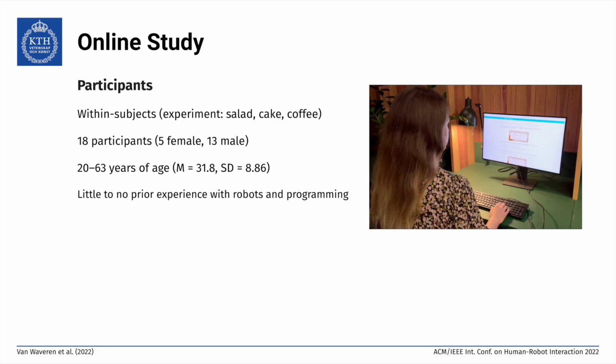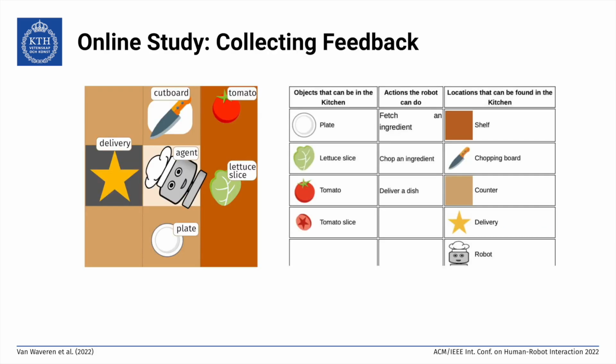We conducted a within-subjects online study in which all 18 participants went through the 3 experiments in random order: the salad, the cake, and the coffee experiment. Participants were 5 female and 13 male and between 20 to 63 years of age, with little to no prior experience with robots and programming. They were provided with an introduction to robot failures and rules to correct them. They saw the agent in its environment and a list of all possible objects, actions, and locations in the environment.